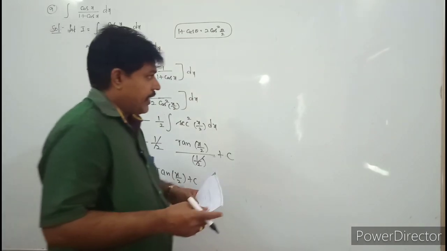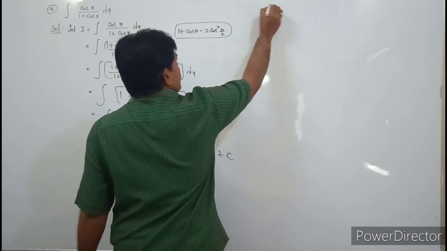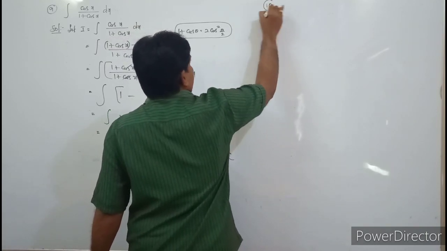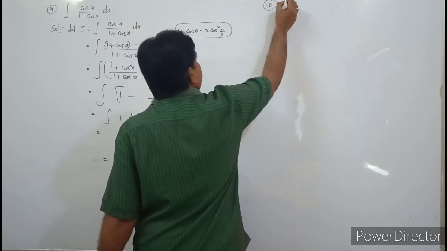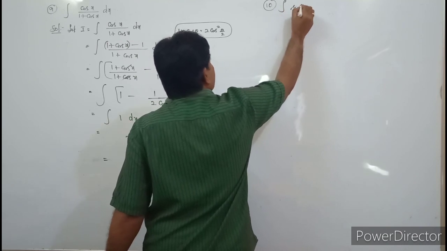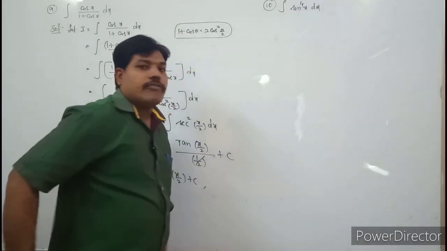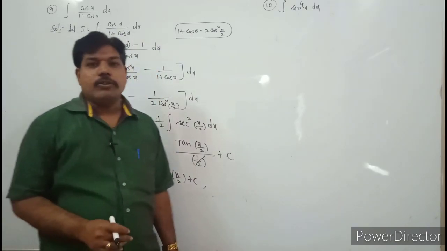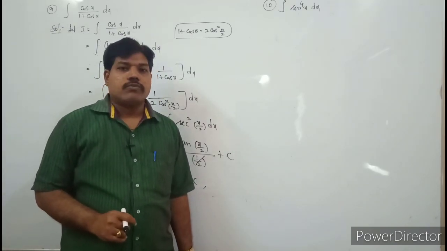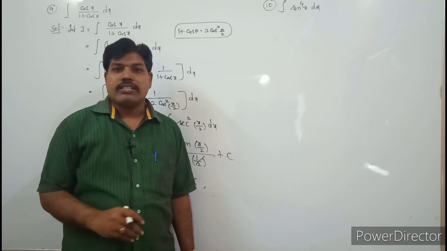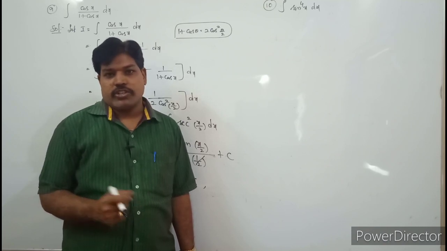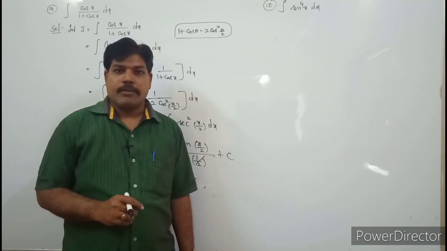See the question number 10. What is that? Integral of sine power 4x into dx. First we will simplify the sine power 4x, then we will apply the integration. Why? Because you don't have the direct formula for sine power 4.